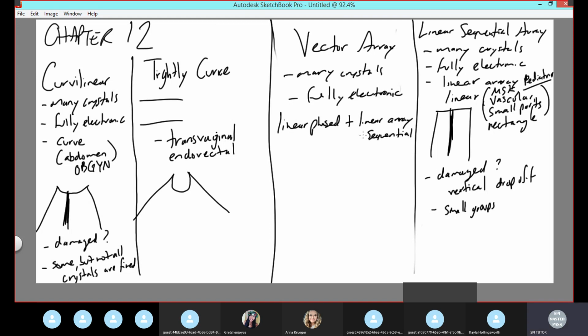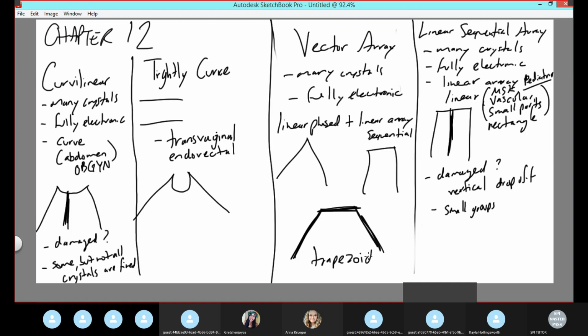Those two sound very similar. And what are the shapes here? Well, the linear phased is your sector shape, which is this. And the linear sequential is your linear transducer, which is that rectangle, like this. So the vector array takes the flat top from your linear sequential and the spread out from your linear phased, and they call it the trapezoid, because it looks like the shape of a trapezoid. That's basically what they want you to know.